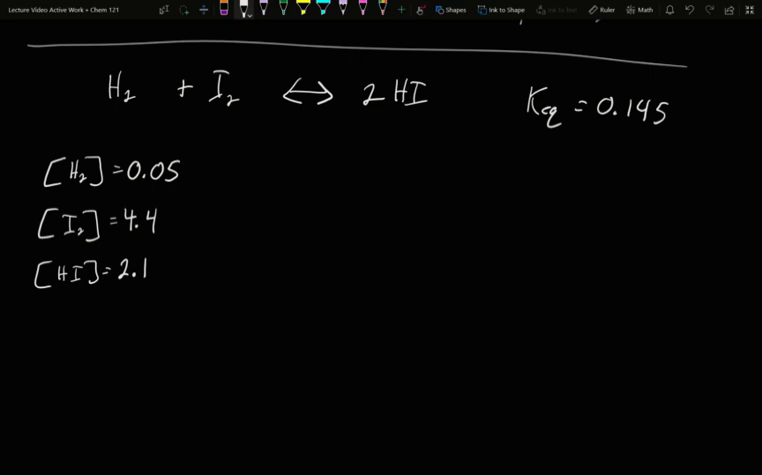In this practice, let's try applying our mass action expression. Here we have a reaction of H2 and I2 making 2HI. We're told that the equilibrium constant is 0.145, and at the moment, we have these concentrations of H2, I2, and HI. Find Q for this moment and determine if the reaction is at equilibrium or will proceed left or right. Go ahead and pause and give that a try.